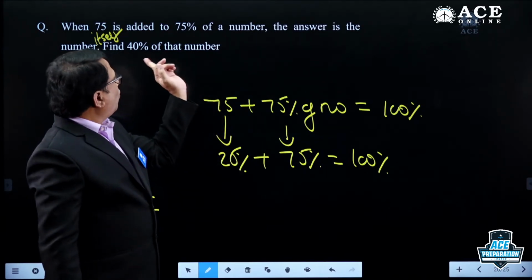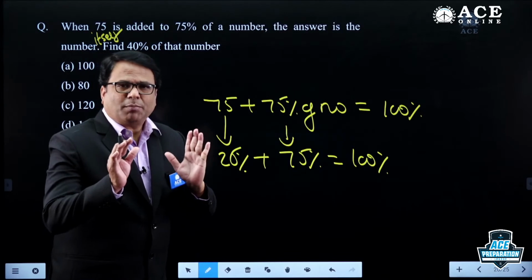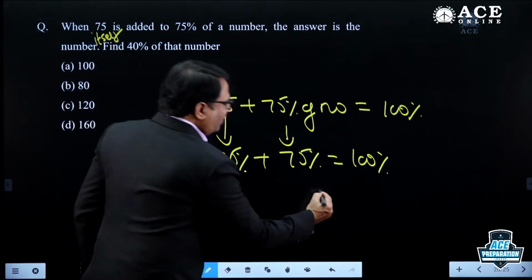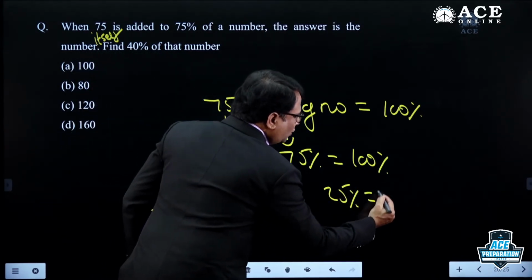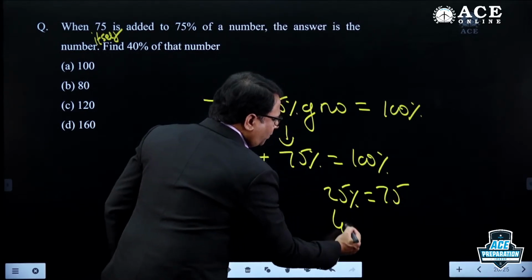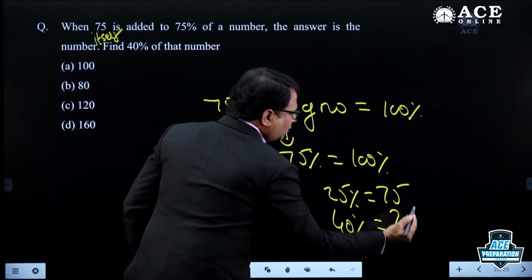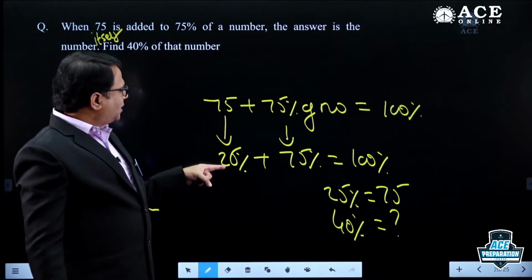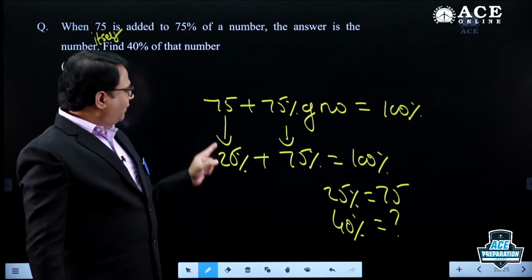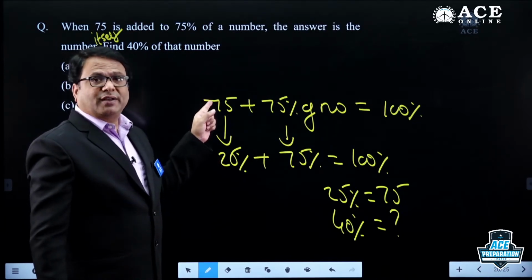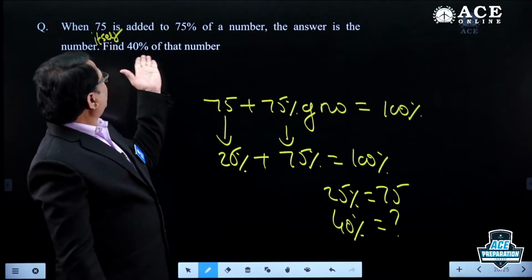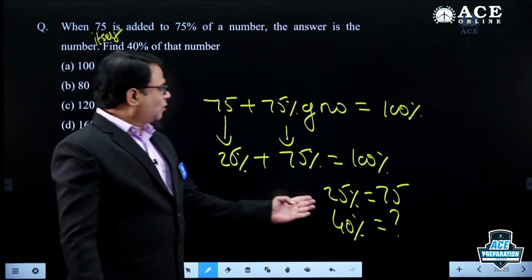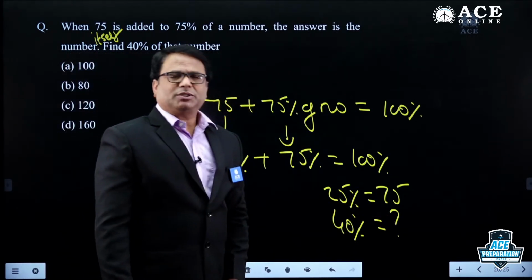Then what is the question? What is 40% of that number? That is the question. So when 25% is equal to 75, 40% is equal to how much? You can do this. Very simple. When 25% is equal to 75, then we are asked to find what is 40% of that number. So 40% is equal to how much?